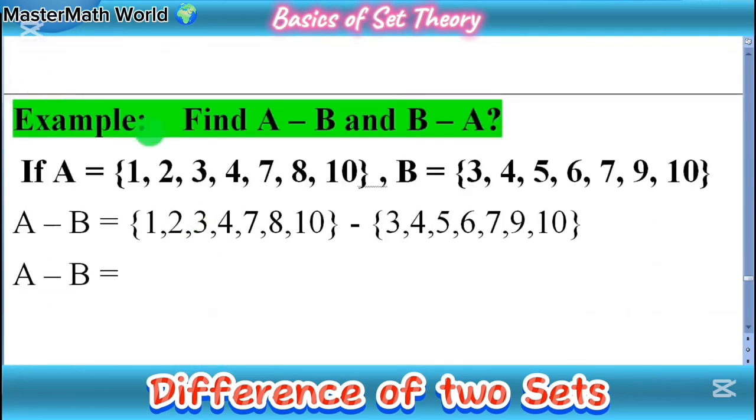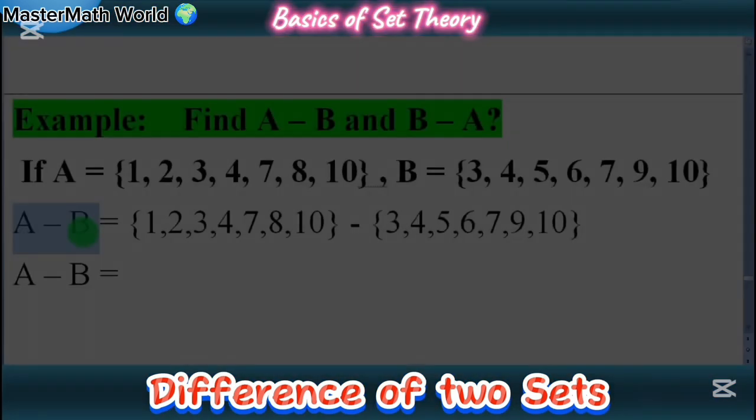An example: find A minus B and B minus A. Here we have set A in which elements are 1, 2, 3, 4, 7, 8 and 10, and set B is 3, 4, 5, 6, 7, 9 and 10. So we are going to find A minus B.